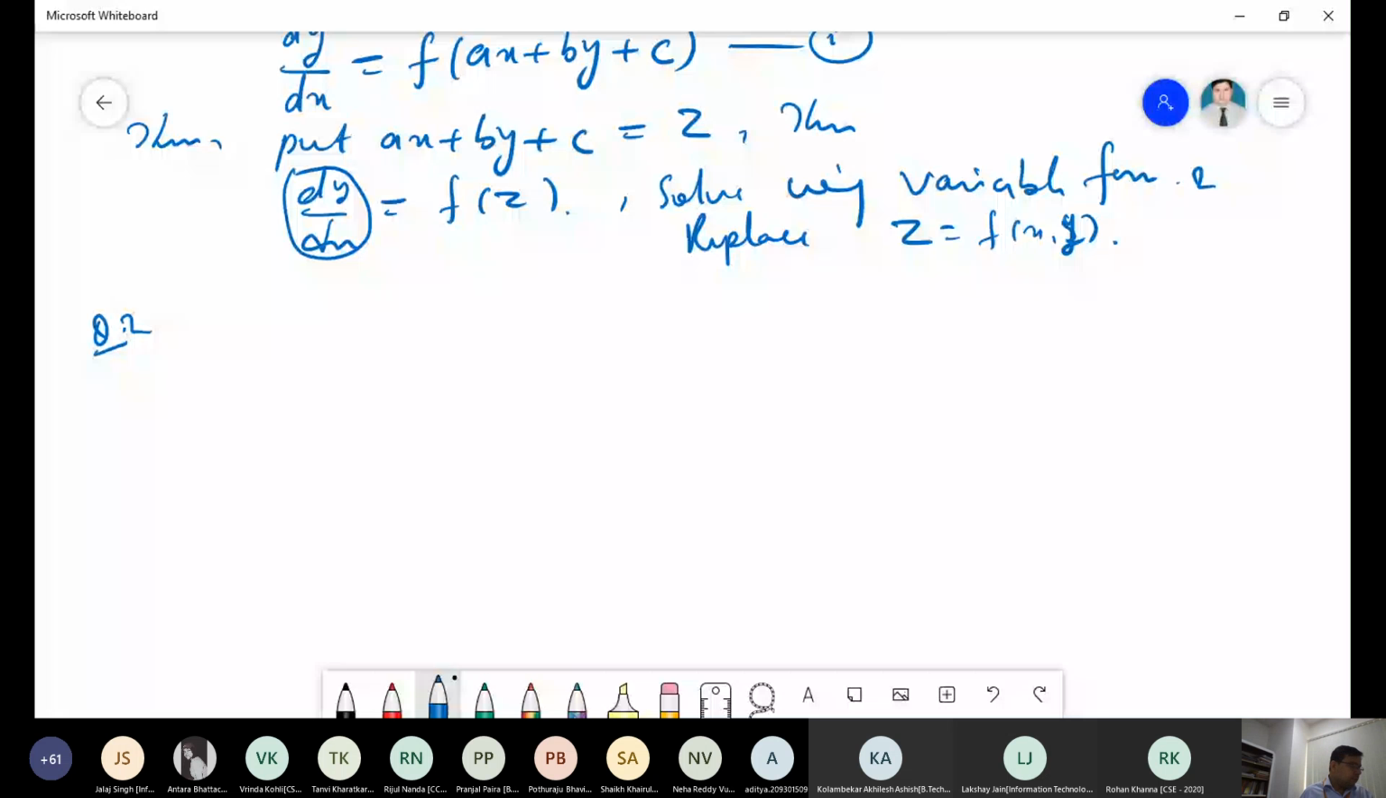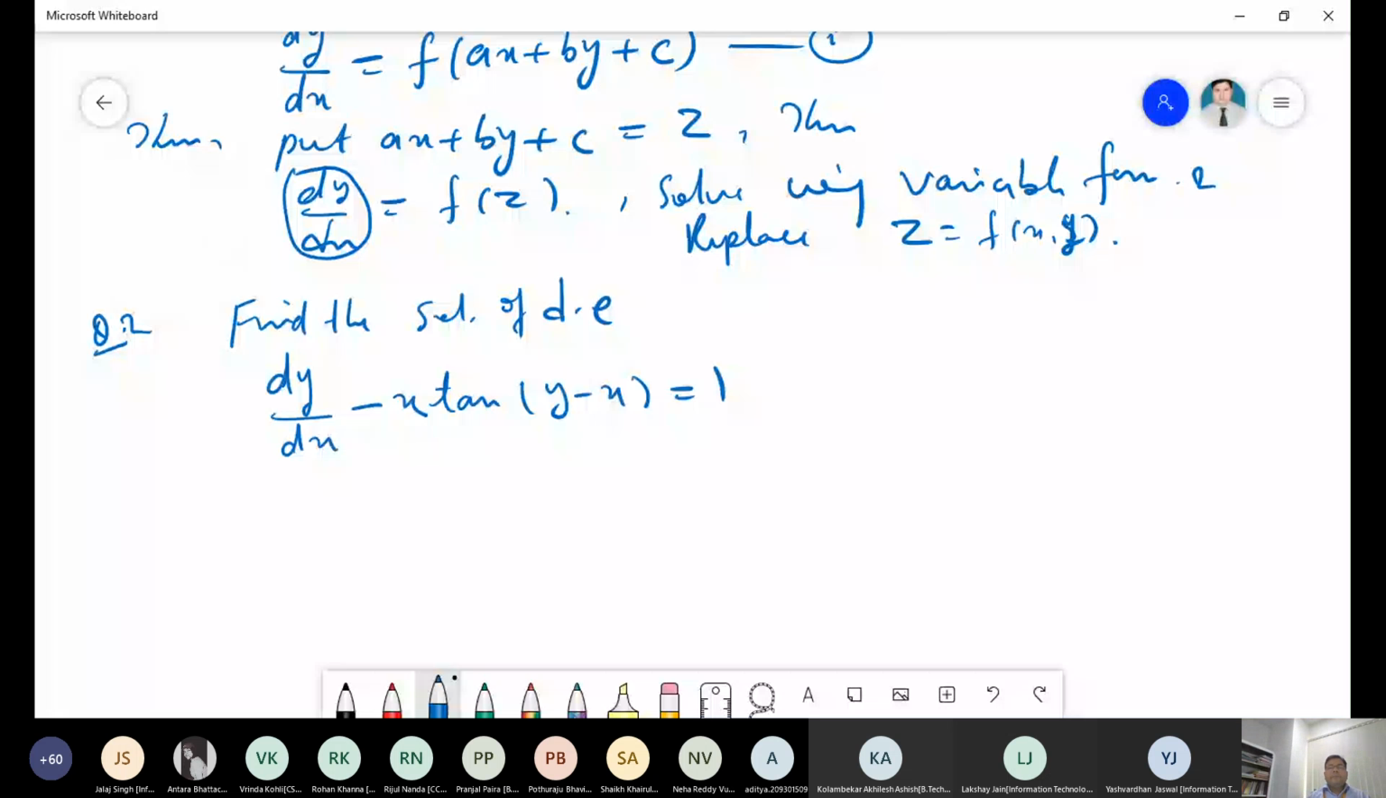One question I will solve, and one question I will give you. Find the solution of the differential equation. The question is dy by dx minus x tan y minus x equal to 1.